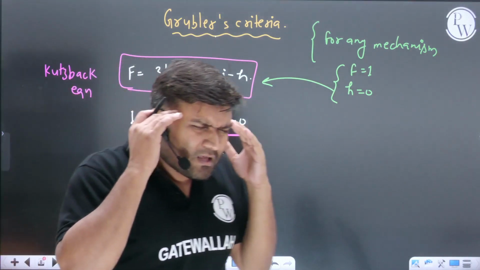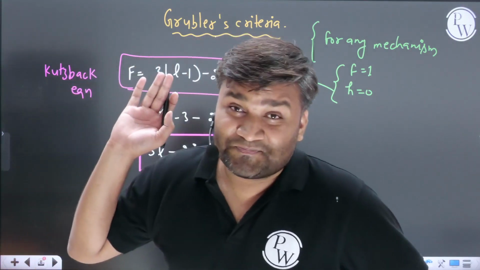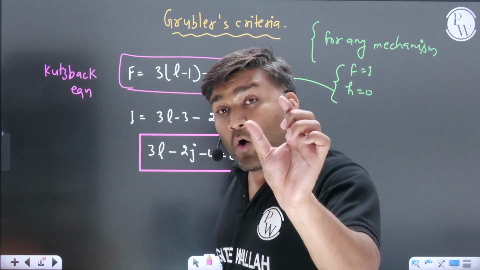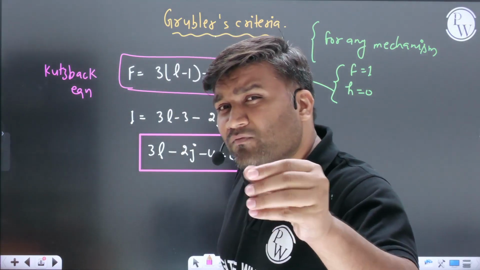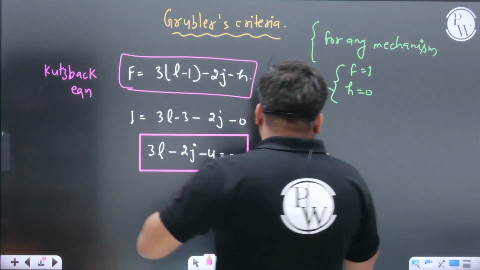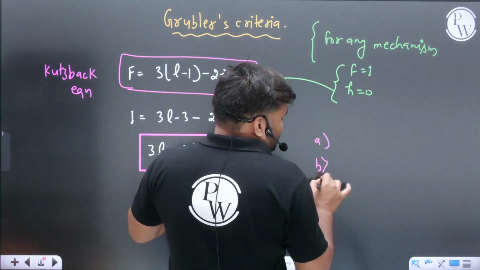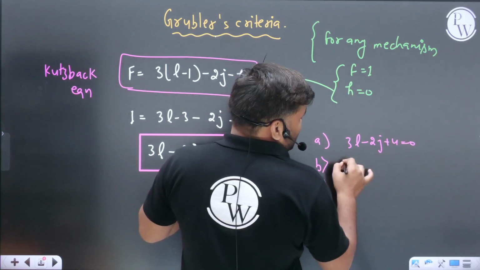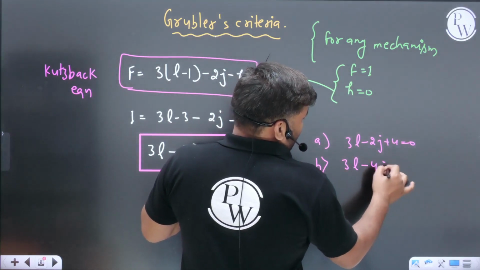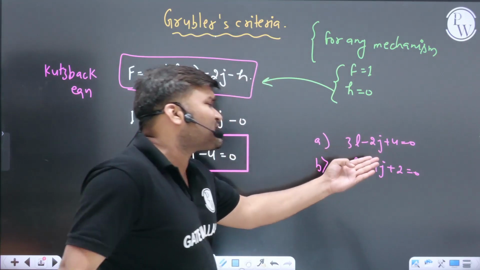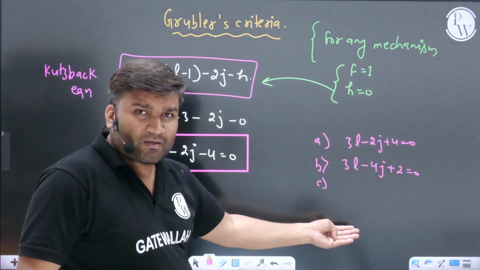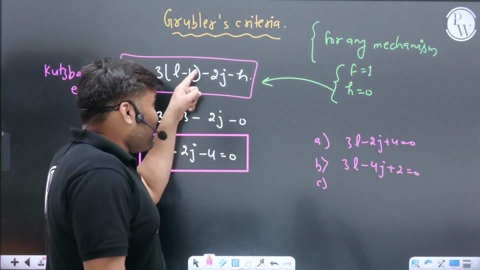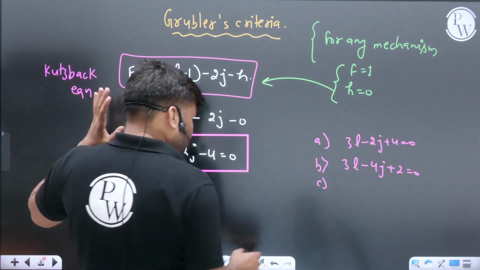Believe me, beta, in my graduation days, I used to be very confused. Options are very close looking. They will give you option A, option B, option C: 3l minus 2j plus 4 is equal to 0, 3l minus 4j plus 2 is equal to 0. These kinds of equations they are going to give. Getting the point? They are so close to each other, so you have to remember these things very carefully. What are these equations?